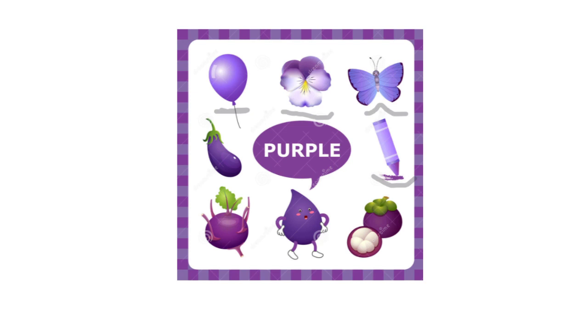And now here we have a crayon. What's the color of the crayon? It's purple. Let's take a look at this. This is an eggplant, and the color of the eggplant is purple. So all of these objects have the purple color.